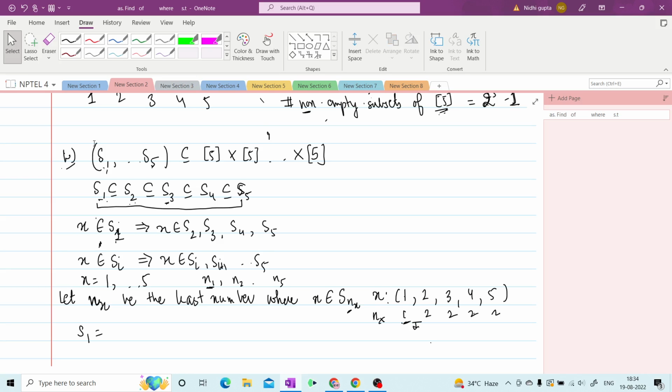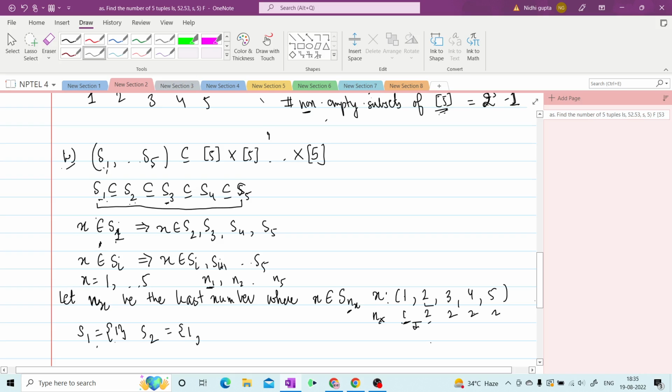If x is 1, nx is 1, that means 1 belongs to S1 for the first time, 2 belongs to S2 for the first time, 3 belongs to S2 for the first time. So we can see that S1 is just 1, and S2 will consist of those numbers. Since S1 is contained in S2, it will contain 1, and also those numbers which are appearing for the first time in S2, which are 2 3 4 5. Is this clear? Yes, ma'am.